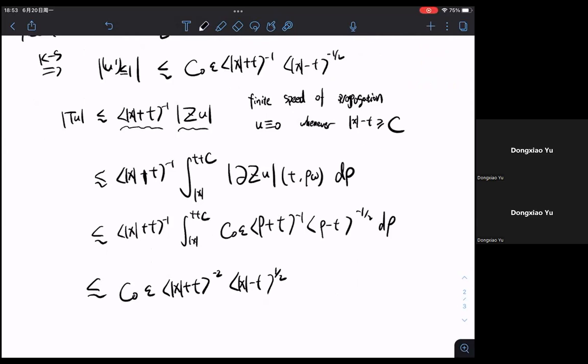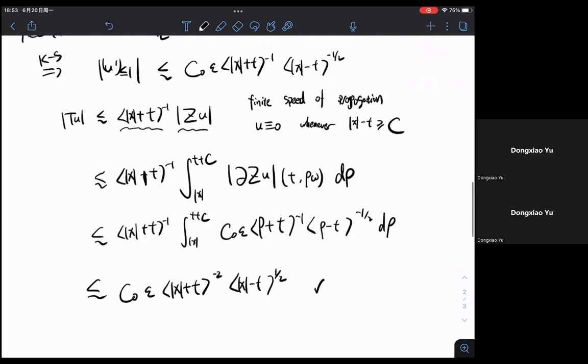So if you compare this bound with the bound for u prime itself, then you see that you divide by x plus t, but you need to multiply this by x minus t. But x minus t is considered to be smaller than x plus t, so we can expect that the bound for ∂tu is actually better than the bound for u prime. So that gave us the bound for ∂tu.